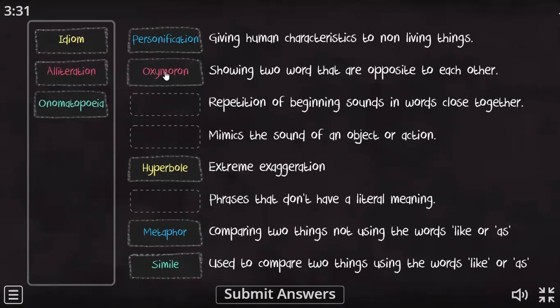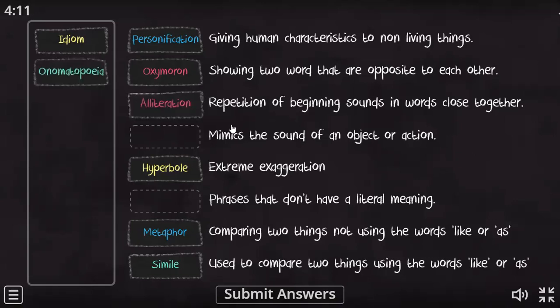Excellent. We have idiom, alliteration, or onomatopoeia. Repetition of the beginning sound: is it an idiom, an alliteration, or an onomatopoeia? It's not idiom. Alliteration, yes. Alliteration is repetition of the first sound several times.